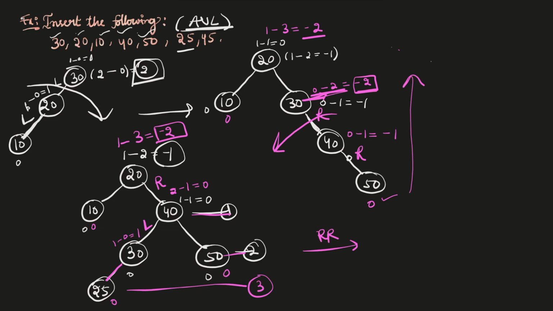That means now this is the child, this is the parent, and this is the grandparent. So we need to rotate the parent to the right side. Okay. So rotating it towards the right, let me take another color.